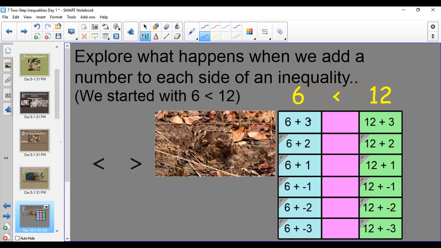If I add 3 to 6, I would get 9. And if I added 3 to 12, I would get 15. And I want you to fill in the correct symbol. Is 9 still less than 15? In this case, it is, so we're going to put in the less than symbol there. All right, go ahead on your own. We're going to practice adding different numbers to see if that would make a difference. Go ahead, add 2, add 1 to each side, add -1 to each side, -2, and -3. All right, go ahead and pause now so you can add and fill in your symbols.